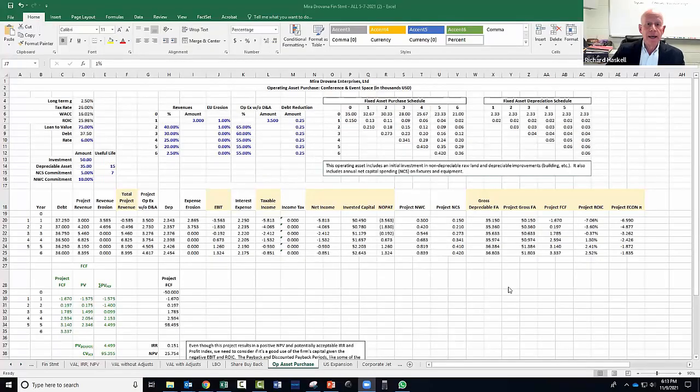So what we're looking at now is the Erosion Enterprises spreadsheet for the operating asset purchase. And so you'll recognize what we have going on here, but I want to make sure that you understand where different values are coming from, how they're calculated, and their relevance in this.